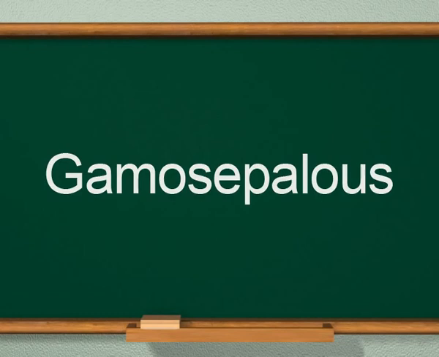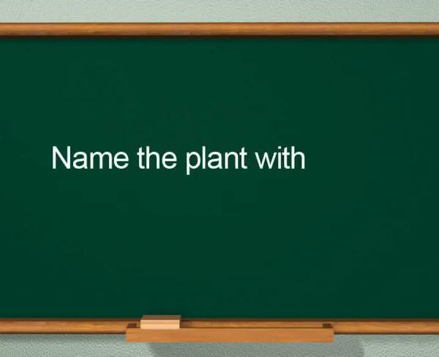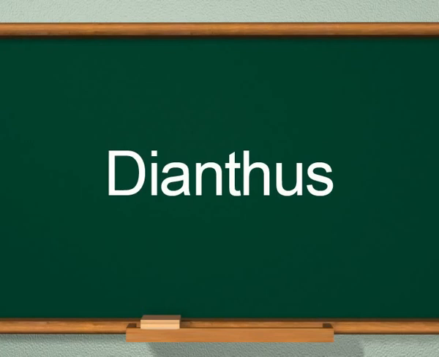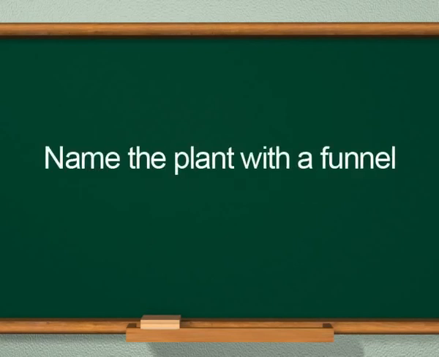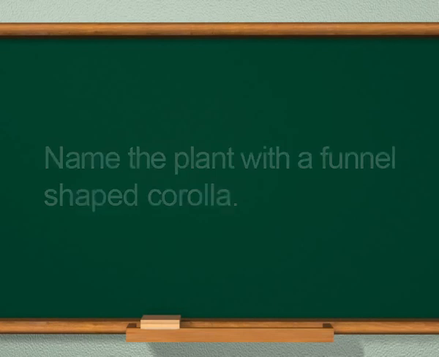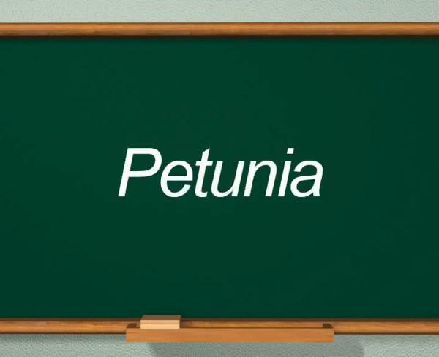My next question is, name the plant with caryophyllaceous corolla. The answer is, Dianthus has a caryophyllaceous corolla. Next question, name the plant with a funnel-shaped corolla. Answer, Petunia plant has a funnel-shaped corolla.